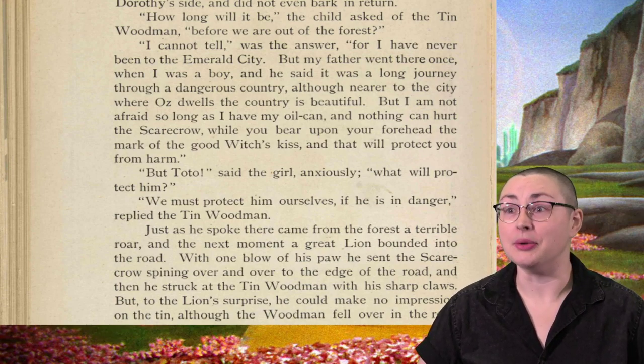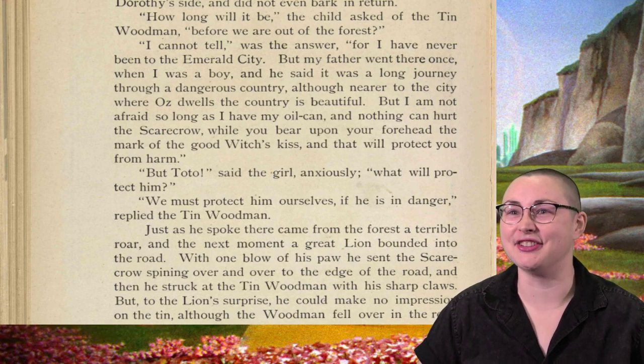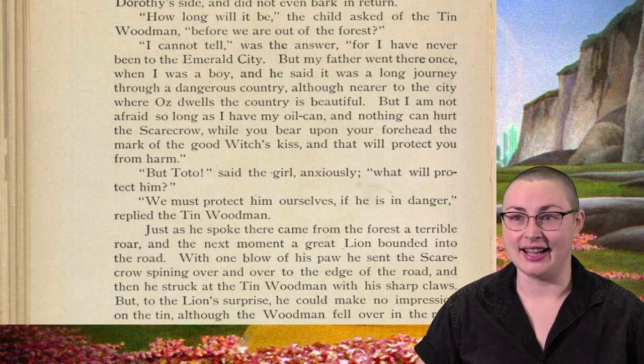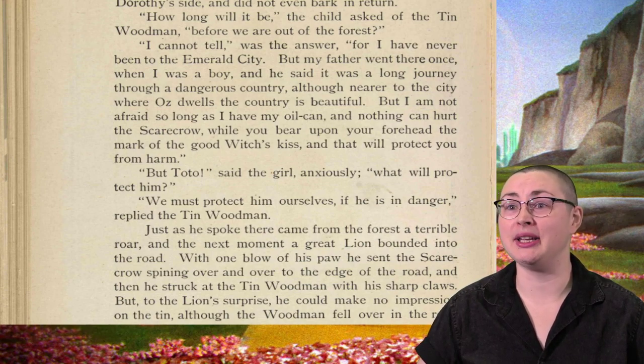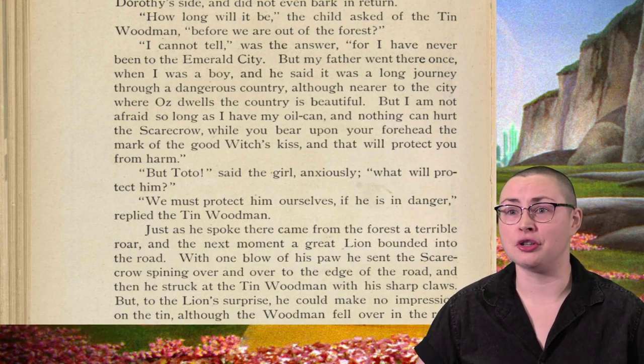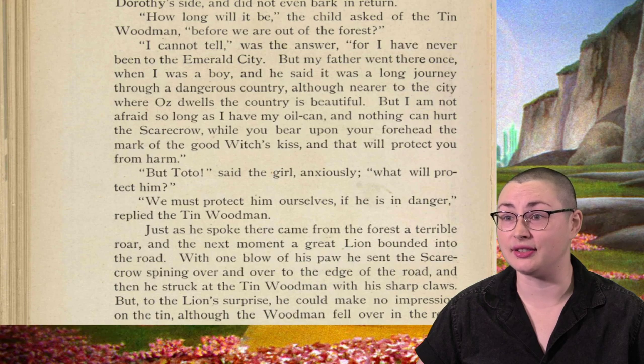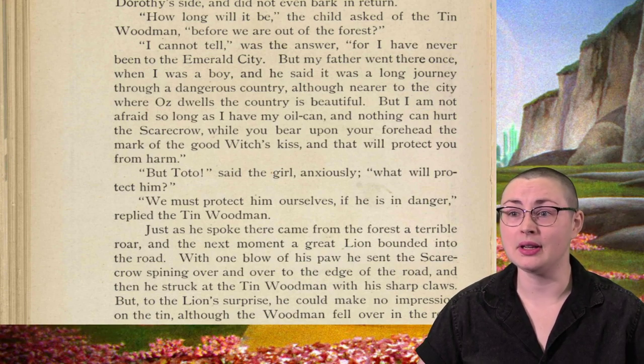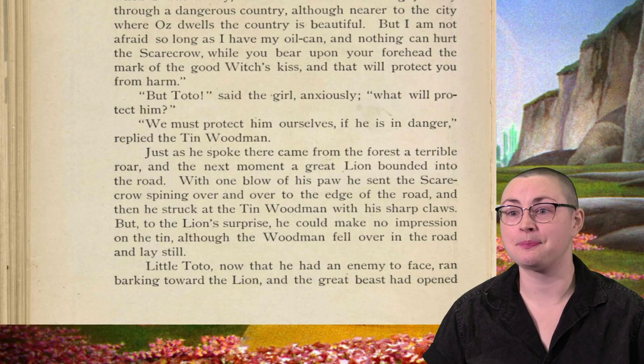"How long will it be," the child asked of the Tin Man, "before we are out of the forest?" "I cannot tell," was the answer, "for I have never been to the Emerald City. But my father went there once when I was a boy, and he said it was a long journey through a dangerous country, although nearer to the city where Oz dwells, the country is beautiful. But I am not afraid so long as I have my oil can, and nothing can hurt the Scarecrow. While you bear upon your forehead the mark of the good witch's kiss, and that will protect you from harm." "But Toto," said the girl anxiously, "what will protect him?" "We must protect him ourselves if he is in danger," replied the Tin Woodman.